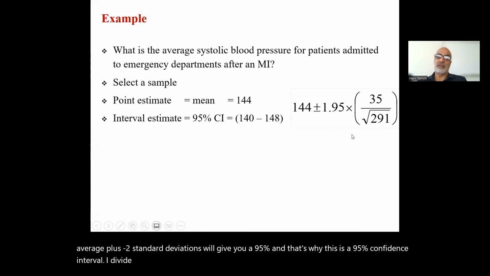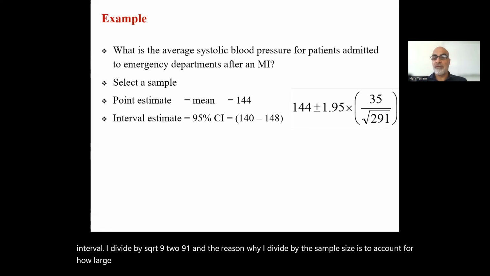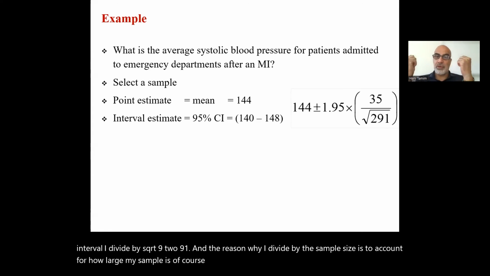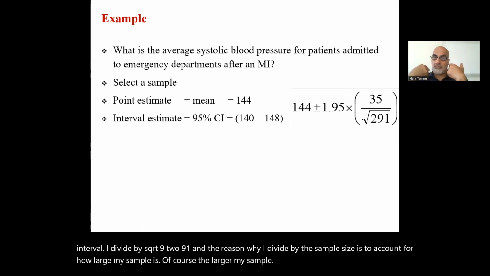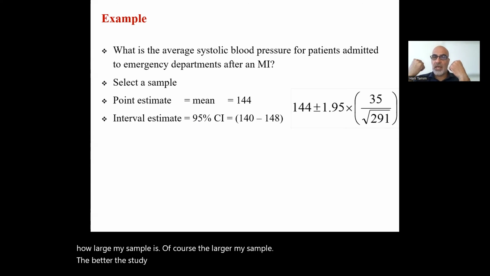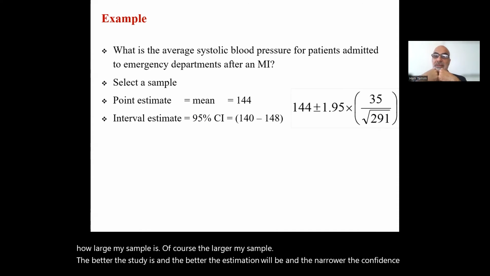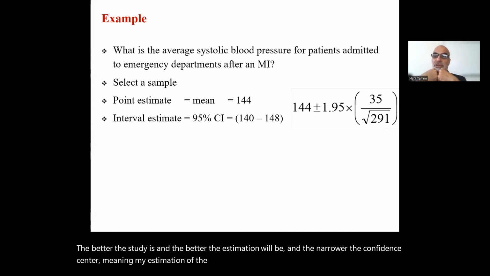I divide by the square root of 291. And the reason I divide by the sample size is to account for how large my sample is. Of course, the larger my sample, the better the study is, and the better the estimation will be, and the narrower the confidence interval, meaning my estimation of the population blood pressure will be better.